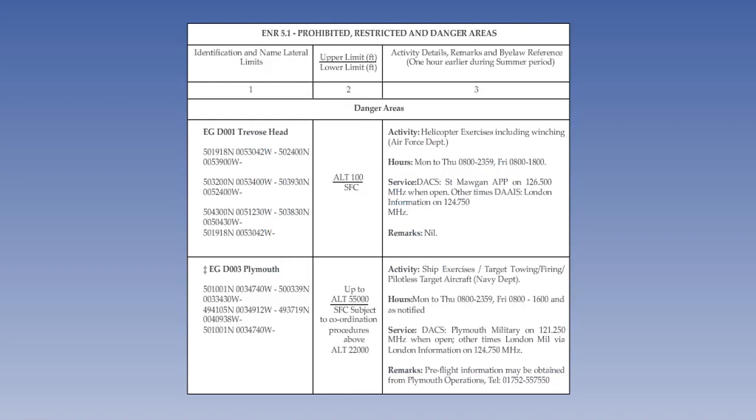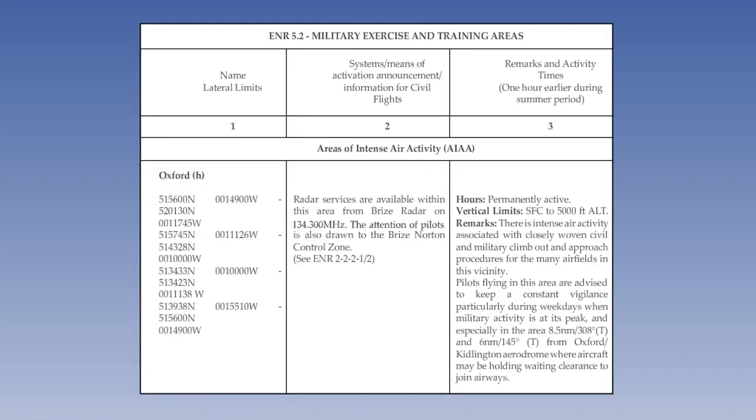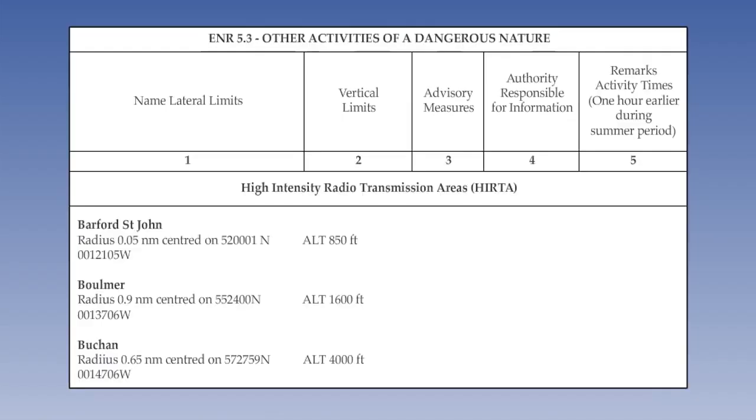It is an essential part of flight planning that the pilot is aware of any hazards along the route. These are also found in the ENR section of the AIP in a self-explanatory tabular form. These hazards may consist of prohibited, restricted, and danger areas, military training and exercise areas, and areas of intense aerial activity, and other areas within which activities take place which could impose danger to aircraft.